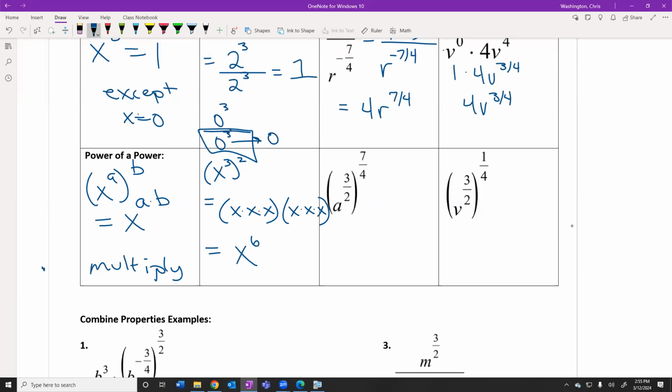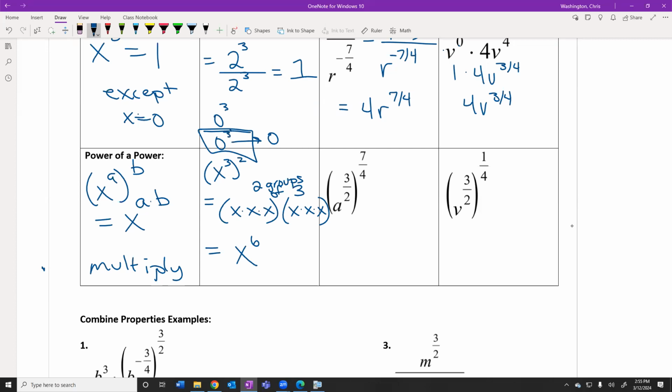Well, where's the multiplication? The multiplication is right here. This is 2 groups of 3. And that is the definition of multiplication. 2 groups of 3. How many do you have? 6 altogether. That's 2 times 3 at that point. And we would multiply those exponents.